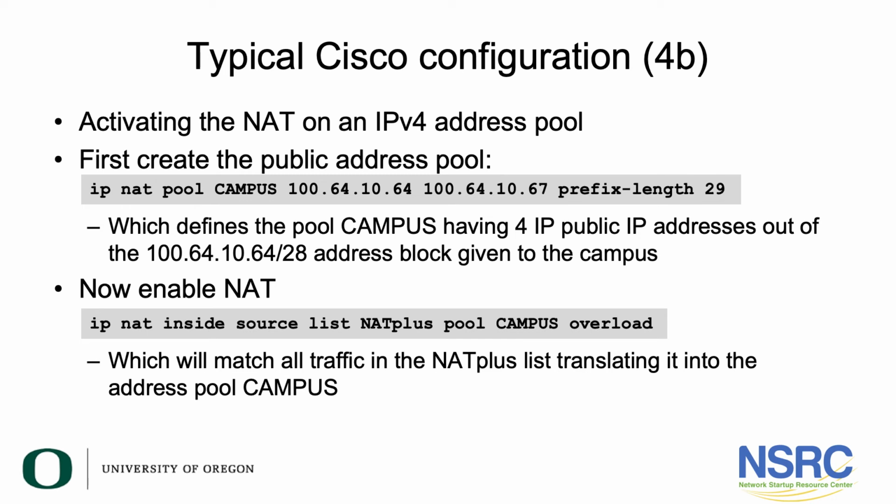Then instead of using the interface as we did for the previous command, you say ip nat inside source list, you give it the list, then pool, and then campus for the pool that we've just created, and then overload as well for NAPT.